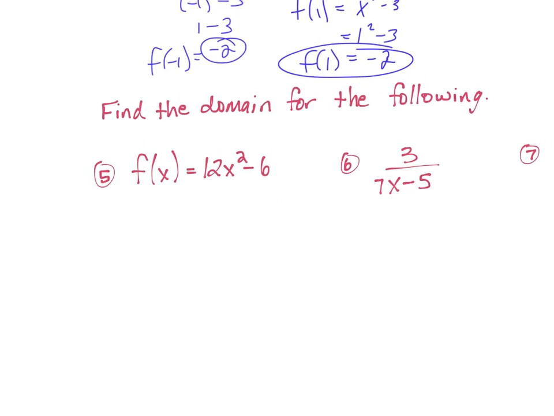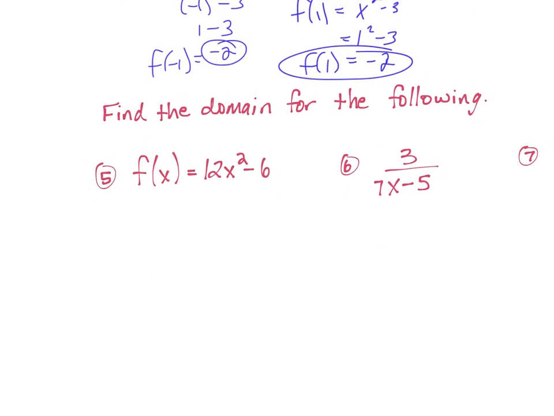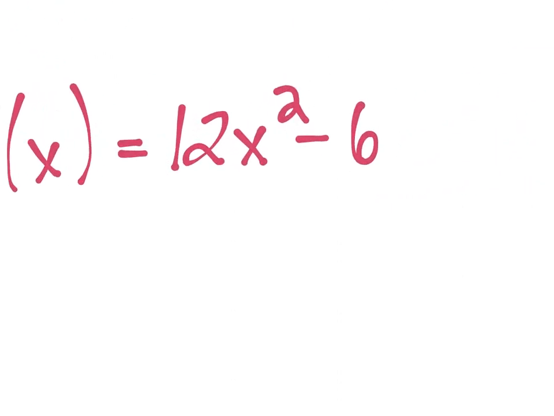All right, guys, for domain, what are the 3 things that you have to make sure of for domain restrictions? Cannot have what? 0 in the denominator. So if there's a variable in the denominator, you're going to have a domain restriction. If there is a square root, or if there is a square root where? In the denominator.